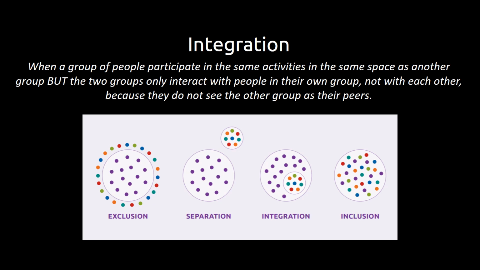Integration is when a group of people participate in the same activities in the same space as another group, but the two groups only interact with people in their own group, not with each other. Take a look at the image below. You'll notice that all the dots are in the same larger circle. However, the colorful dots are in their own circle that does not mix with the purple dots. Can you think of an example of integration?